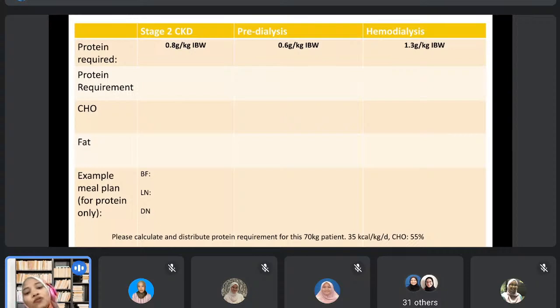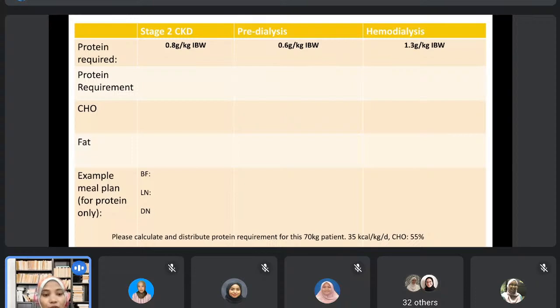So, protein untuk pre-dialysis berapa persen yang dapat? 7, betul. Untuk stage 2? Stage 2, 9. 9%. Semua pun dapat sama. 56 gram ni okay, kan good. Protein kan. Alright, so now we go to the next one, which is example of meal plan.